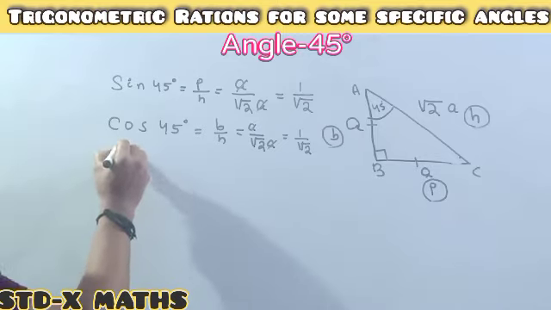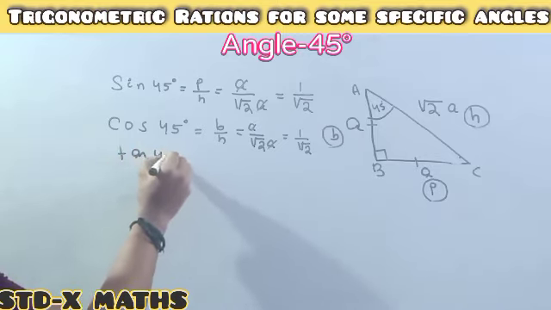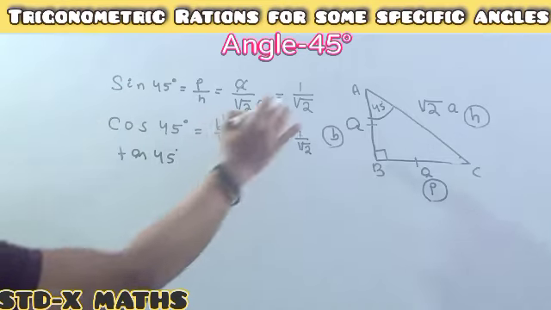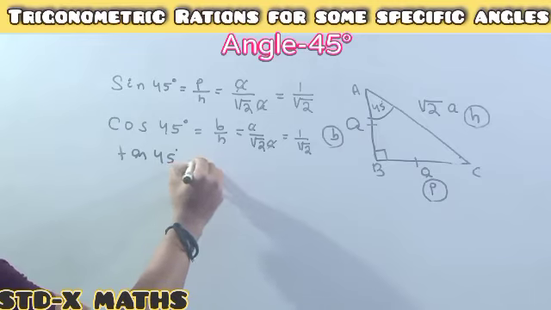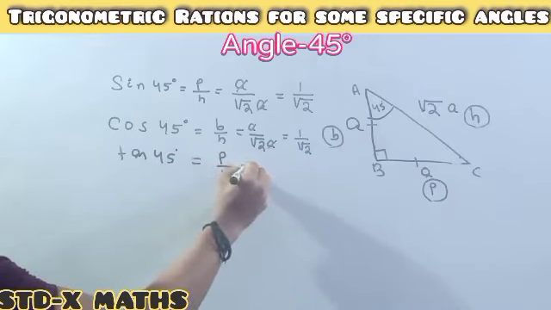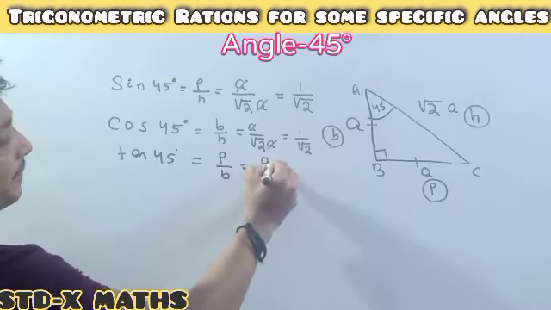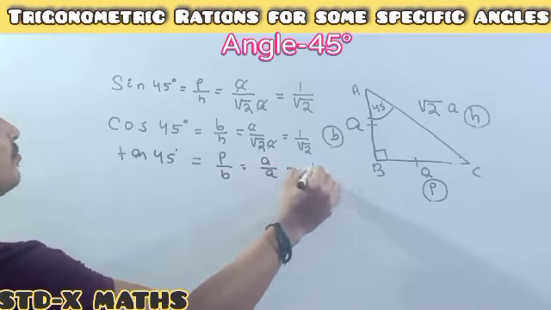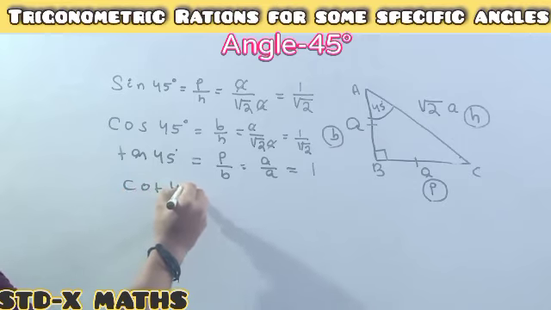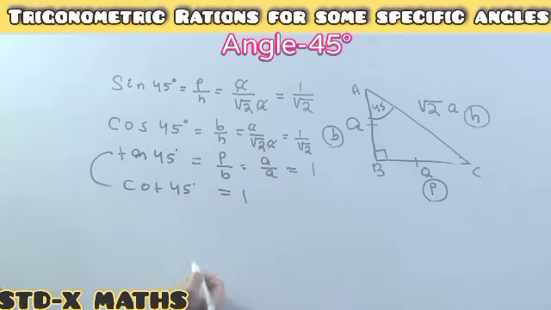Then after, here it is tan 45 degree. Everyone knows tan is the ratio of sine divided by cos. Sine and cos both are the same, so directly I can write it as 1. Otherwise, it is P divided by B. Here P is a and B is a. In this way also you can find tan 45 degree, which is also 1. Once you get tan 45 as 1, it means cot 45 is the reciprocal of tan. 1, its reciprocal is 1.